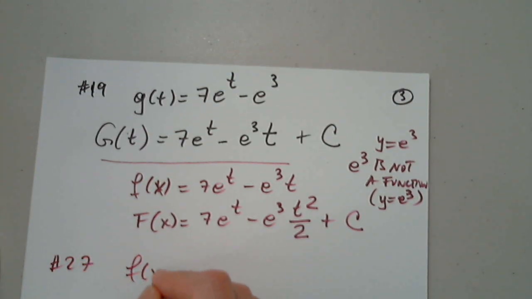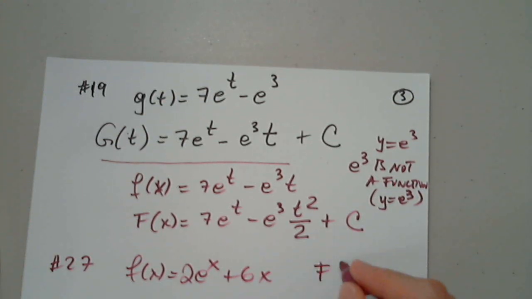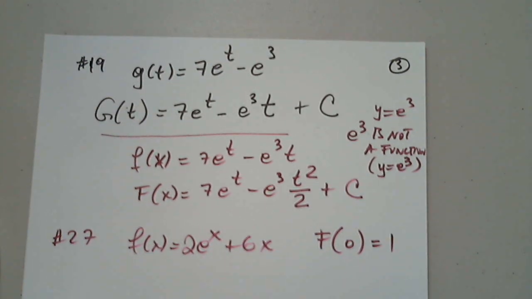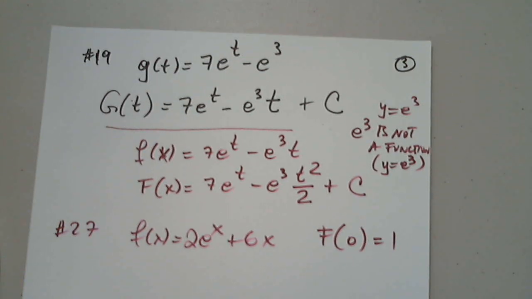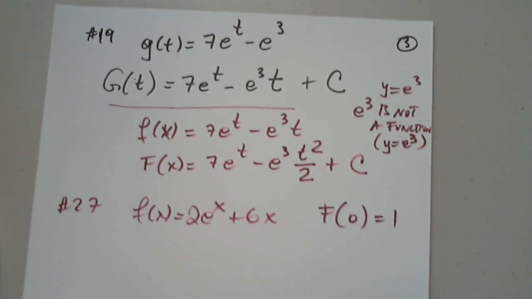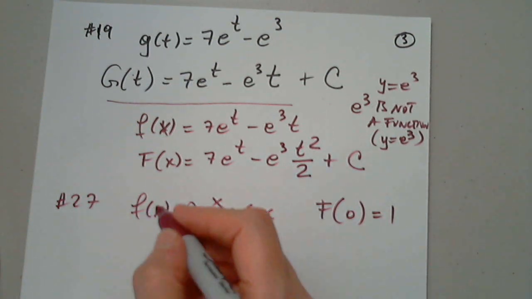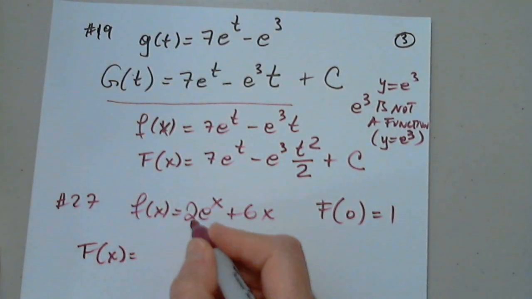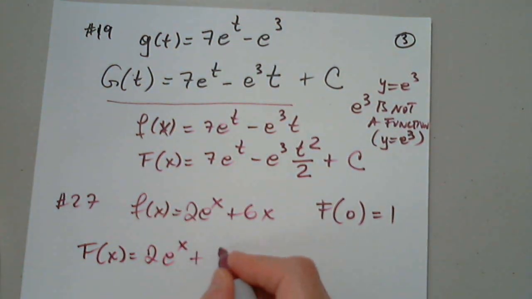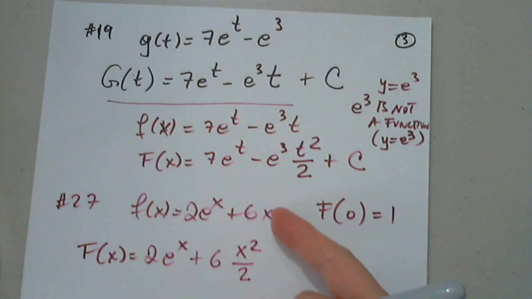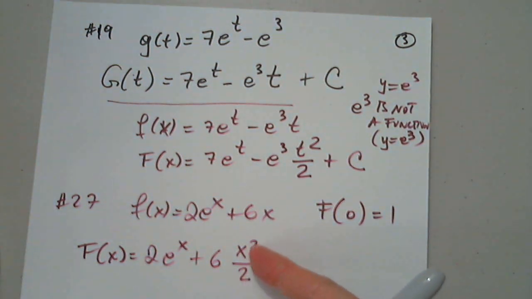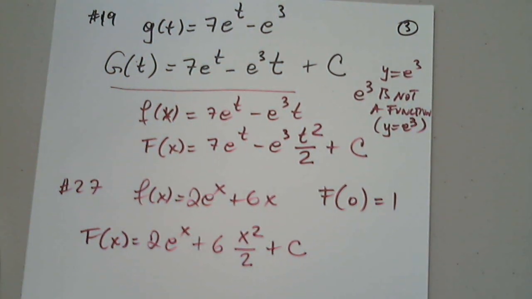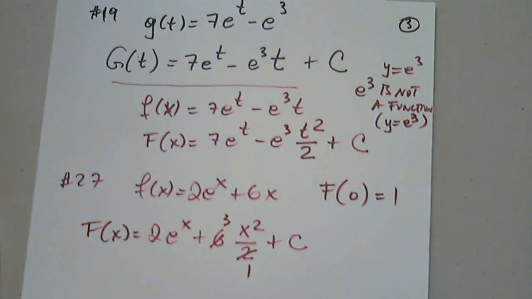27. So we have f of x equals 2e to the x plus 6x, and we are told that the antiderivative at 0 is 1. This is specifically given to us to identify the constant and determine only one, a unique function. Okay, so uppercase F of x I know is going to be 2e to the x plus 6x squared over 2. So add 1 to the power and divide by the same number, plus a constant c. Of course, I will simplify. I will write it again.